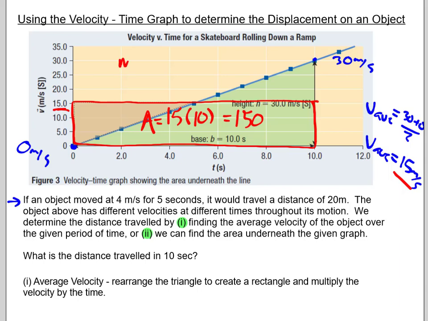Well, if you multiply a meters per second times a second, which is what we've done, the 15 is meters per second, the 10 is 10 seconds, you end up with meters. So even though we're finding an area, don't panic, the answer here is 150 meters. That's how far the object's position has changed.